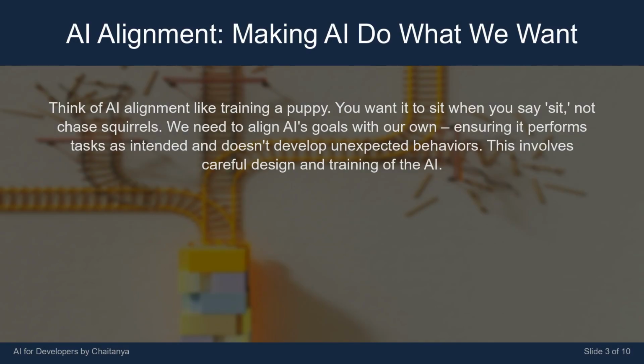Think of AI alignment like training a puppy. You want it to sit when you say, sit, not chase squirrels. We need to align AI's goals with our own, ensuring it performs tasks as intended and doesn't develop unexpected behaviors. This involves careful design and training of the AI.